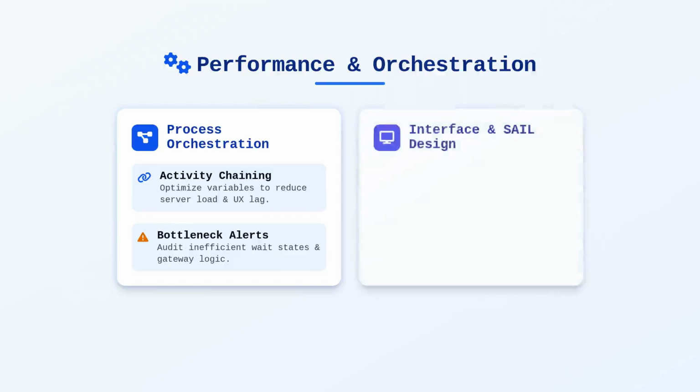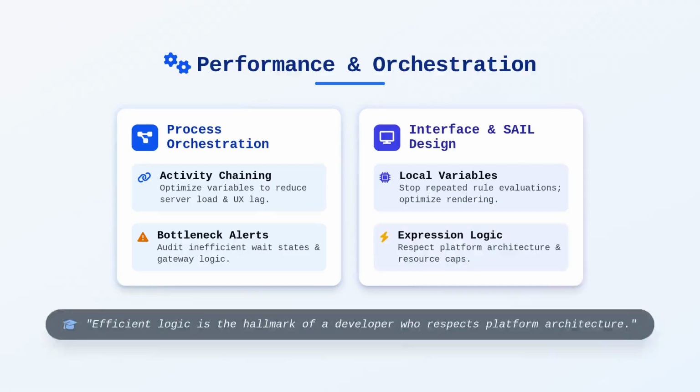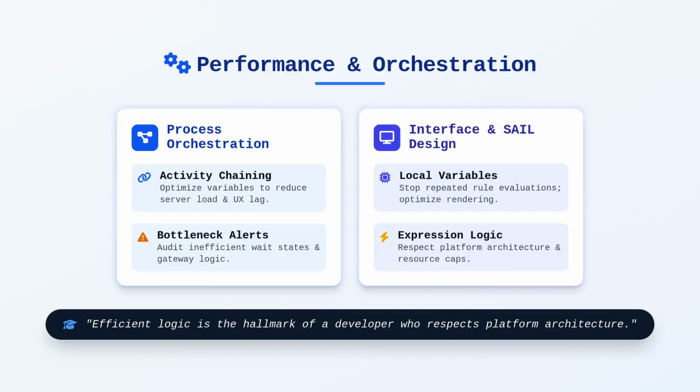Apply the same rigorous standard to your interface design by focusing on SAIL performance best practices. Ensure you are using local variables correctly to optimize content rendering, rather than forcing repeated rule evaluations. Efficient expression logic is the hallmark of a developer who respects the underlying platform architecture and its resource consumption capabilities.